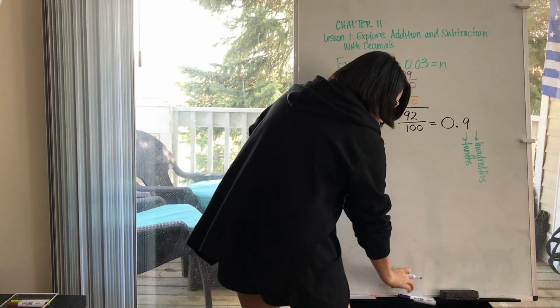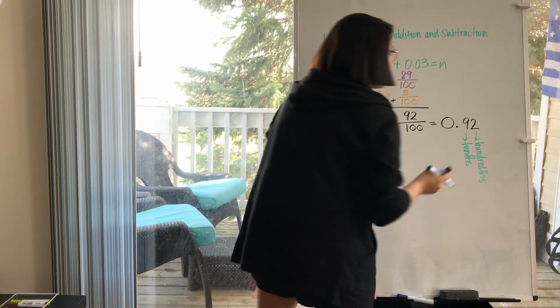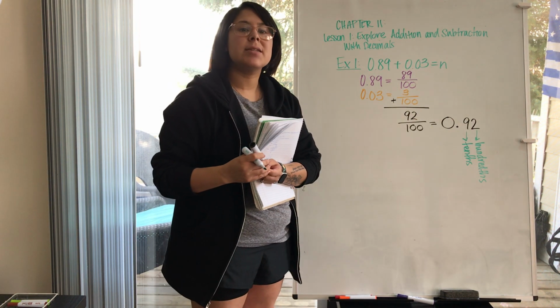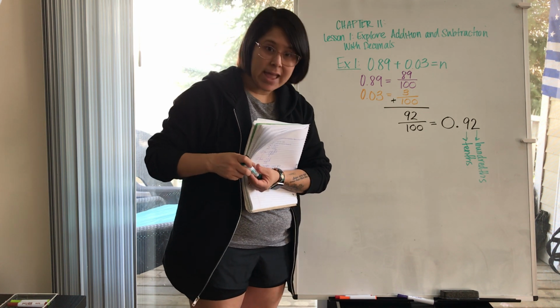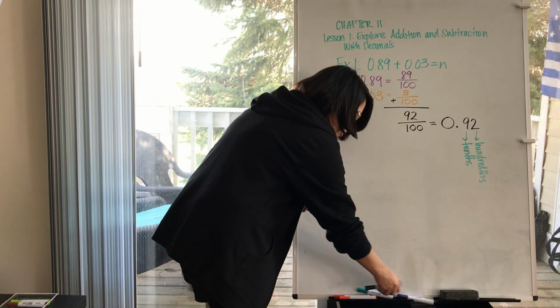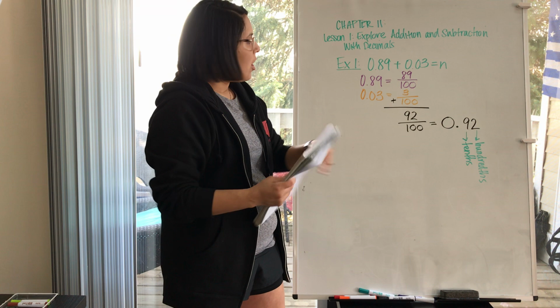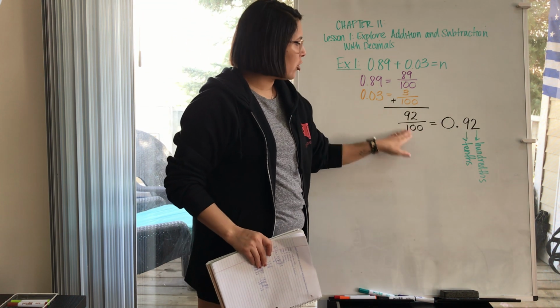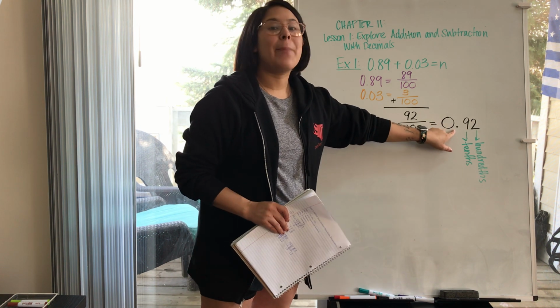So I need to put my 2 back there. That way, the first name is 92, the last name is hundredths because it ends in the hundredths spot. That's a good analogy. I just thought about that. I'm going to use that from now on. Okay, so this is our answer. We turned it into a fraction, added the fraction, and then turned it back into a decimal.